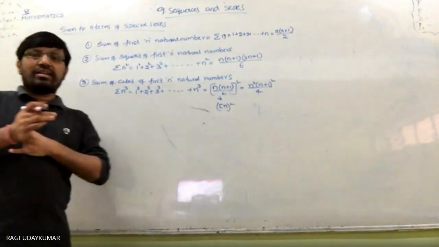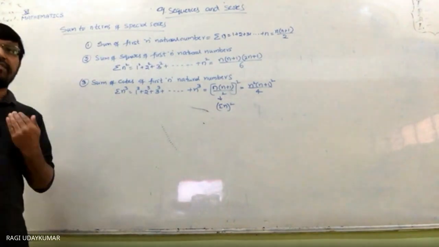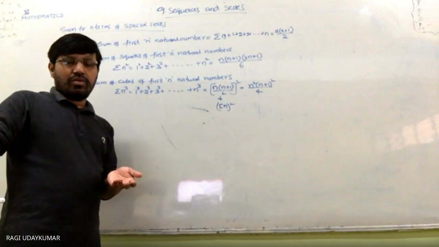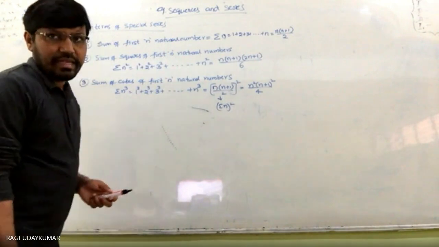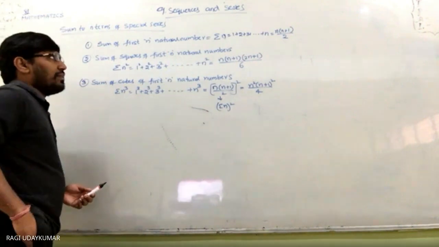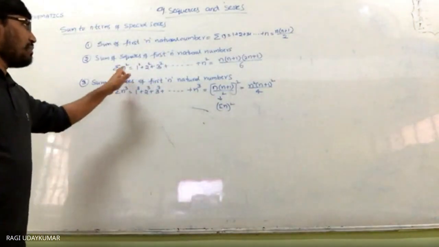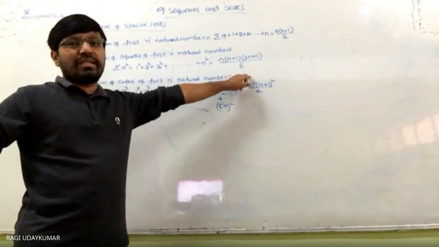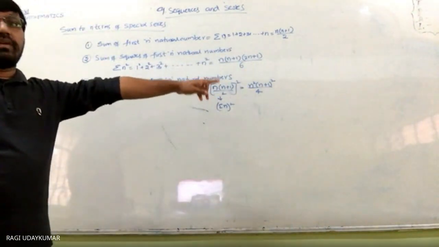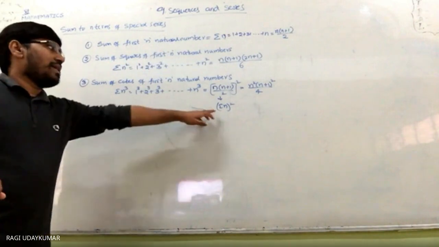So do remember this. Based on this only, if a different series is given to you, you can find out the series sum. Wherever sigma n is given, you can take n into n plus 1 by 2. Sigma n square can be taken as n into n plus 1 into 2n plus 1 by 6. And sigma n cube is n square into n plus 1 whole square by 4, or you can write it as sigma n whole square.